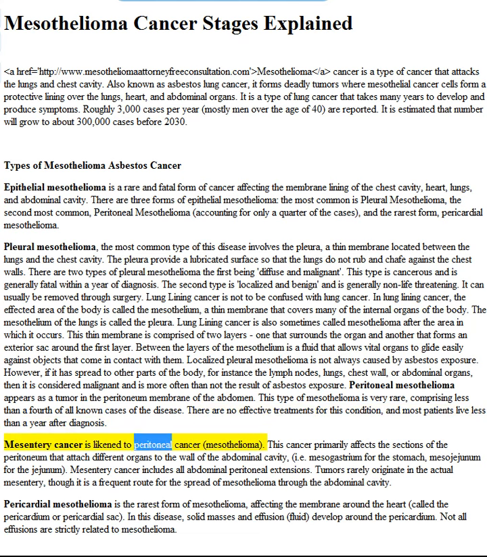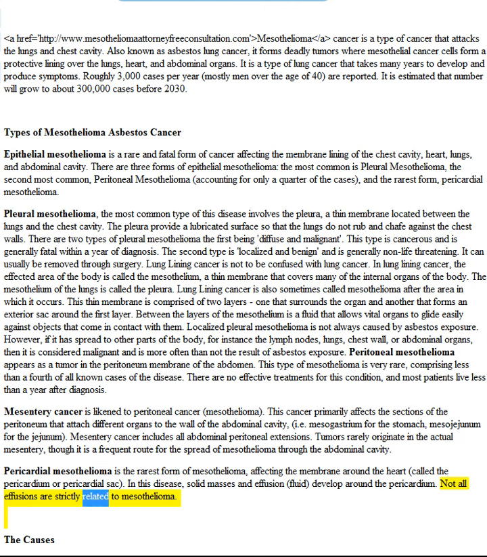Mesenteric cancer is likened to peritoneal cancer mesothelioma. This cancer primarily affects the sections of the peritoneum that attach different organs to the wall of the abdominal cavity, i.e. mesogastrium for the stomach, mesojejunum for the jejunum. Mesenteric cancer includes all abdominal peritoneal extensions. Tumors rarely originate in the actual mesentery, though it is a frequent route for the spread of mesothelioma through the abdominal cavity. Pericardial mesothelioma is the rarest form of mesothelioma, affecting the membrane around the heart called the pericardium or pericardial sac. In this disease, solid masses and effusion fluid develop around the pericardium. Not all effusions are strictly related to mesothelioma.